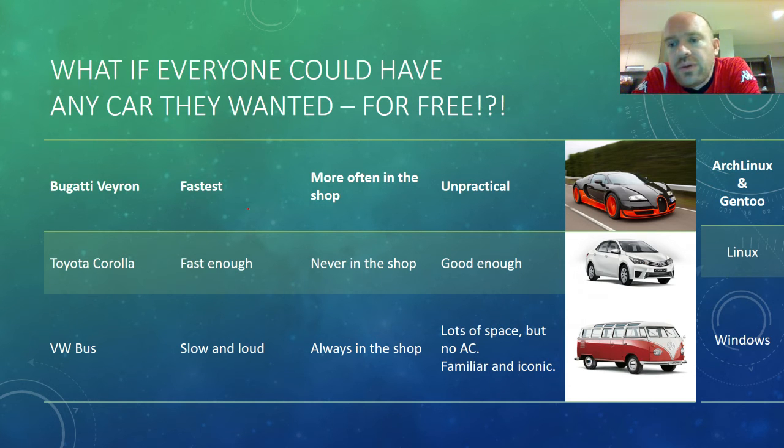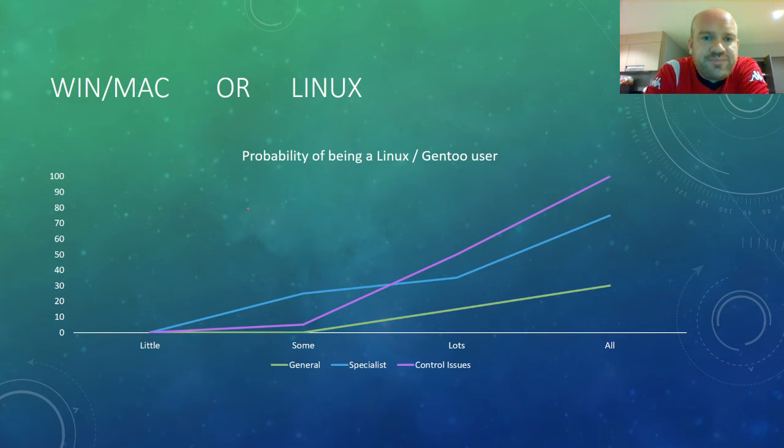the example. Now, I put Arch Linux and Gentoo on the Bugatti Veyron because they're the fastest operating systems, but they're not as impractical as the Bugatti Veyron is. It's more that you have to spend a whole lot of time learning how to use it, which does make it impractical for a lot of people. But if you are that kind of person who has a lot of time to spend or wants to spend that time, then it's not impractical anymore.